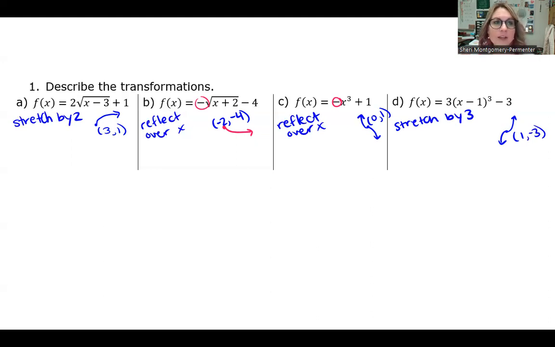We could also identify the other things. And looking at my point, that means that I'm going to go right 3 and then up 1. My second point says that I'm going to go left 2, down 4. I'm not going to say the other 2 out loud. I want to see if you can identify how the other 2 move you.